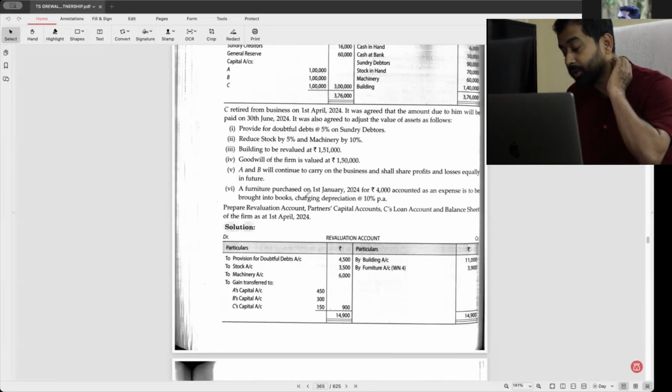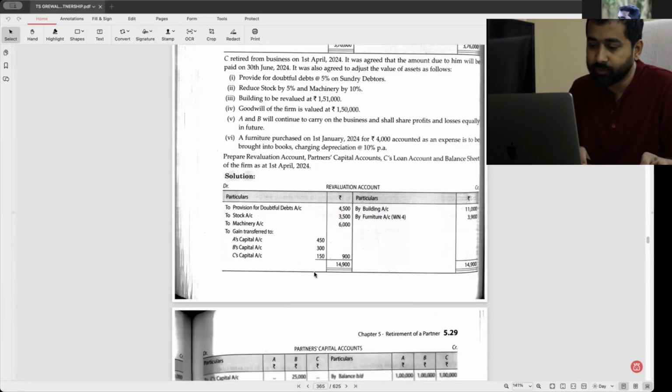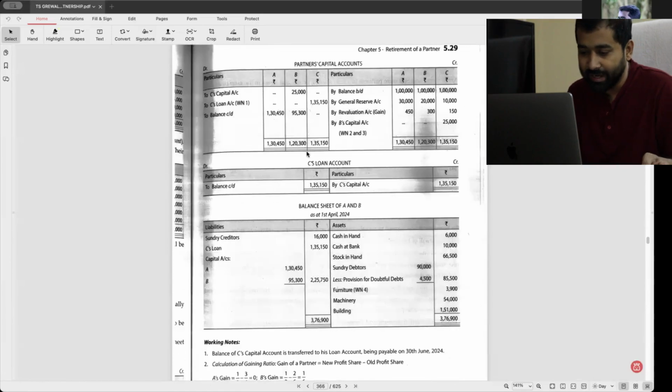Now on revaluation points, we know very well that any revaluation item relates directly to the balance sheet. So the provision for doubtful debts is 4,500, that is 5% of 90,000. I have written it on the debit side, the loss side. Now exactly that will move to the new balance sheet also directly.